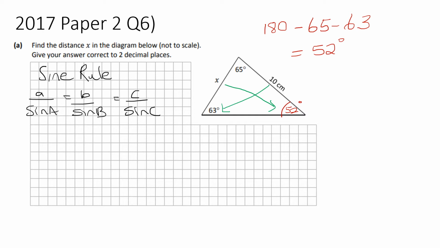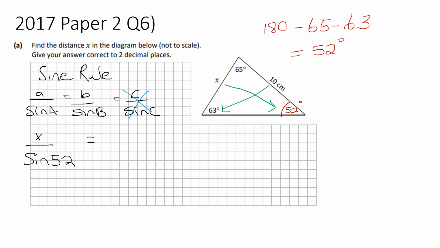It just means that all the sides and the angles opposite each other are proportional to each other. When you're using this rule, you only ever use two at a time. So I just used the first two, but they're all the same really. And then you start filling in information. x is what we're looking for, and I'm going to put that over the opposite angle, so that's sin 52.